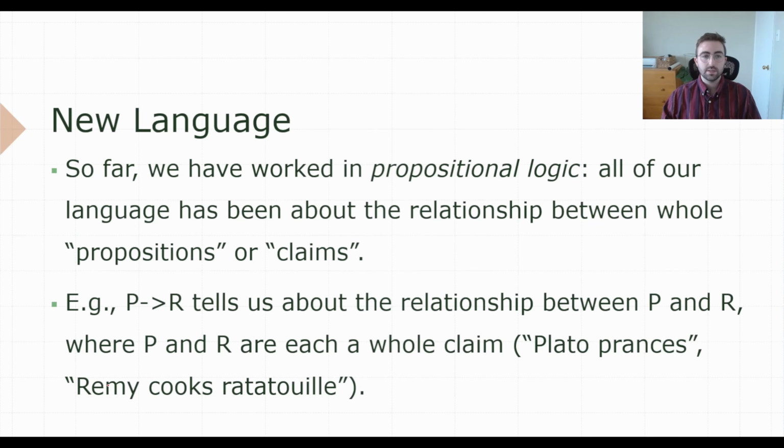So far, as you will remember, we've worked in propositional logic. So all our language has been about the relationship between propositions or claims, right? So, if we have something like if P then R, then that tells us something about the relationship between P and R, where P and R are each a whole claim or a whole proposition. So in our previous schemes of abbreviation, for example, P has represented the proposition or the sentence or the claim, Plato prances. And R has represented the proposition or the sentence or the claim, Remy cooks ratatouille. Right? So that's what we've been working with, propositional logic.